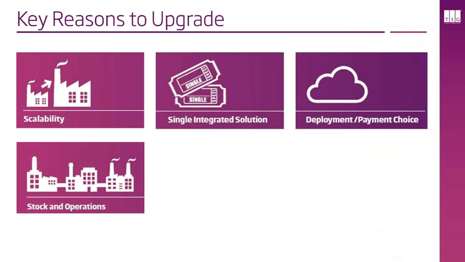Stock and operations. So this is a key area. So things like multi-location stock, advanced units of measure, multiple units of measure, serial and batch traceability, multi-user stock takes, significantly enhanced stock control in Sage 200 and a key reason why people do move.